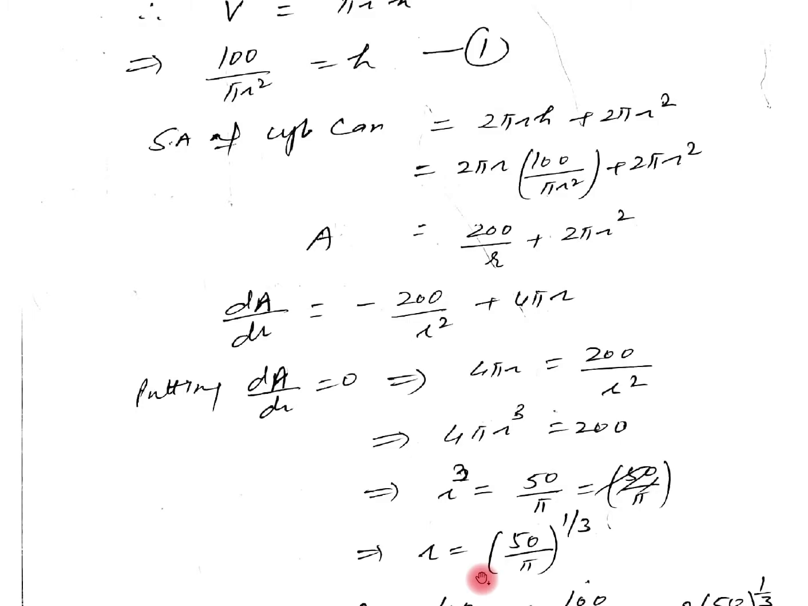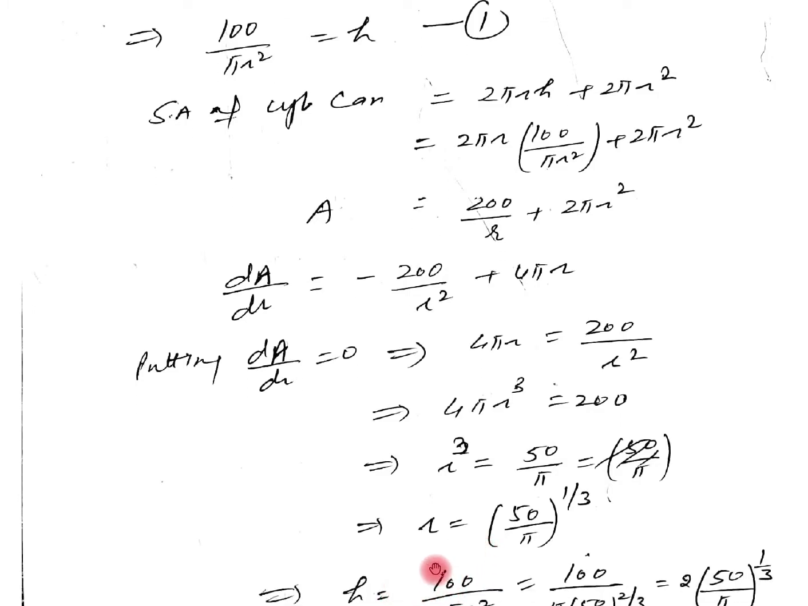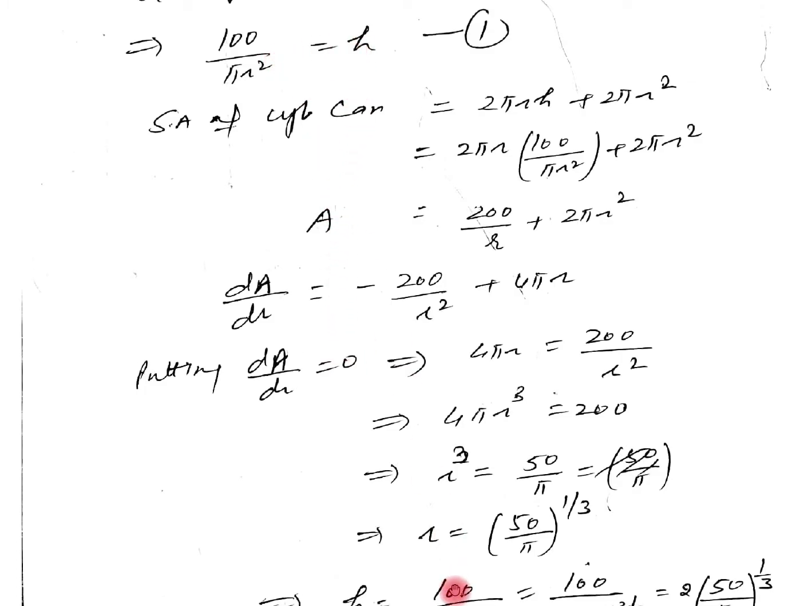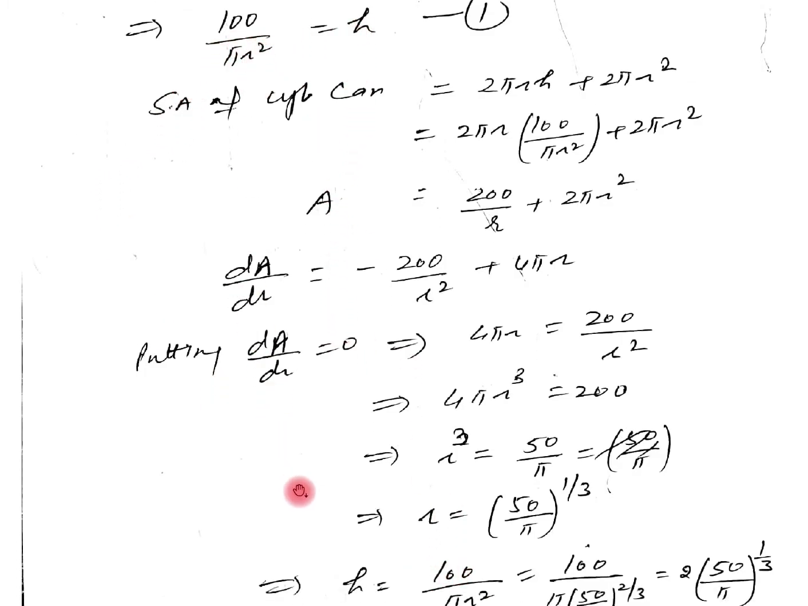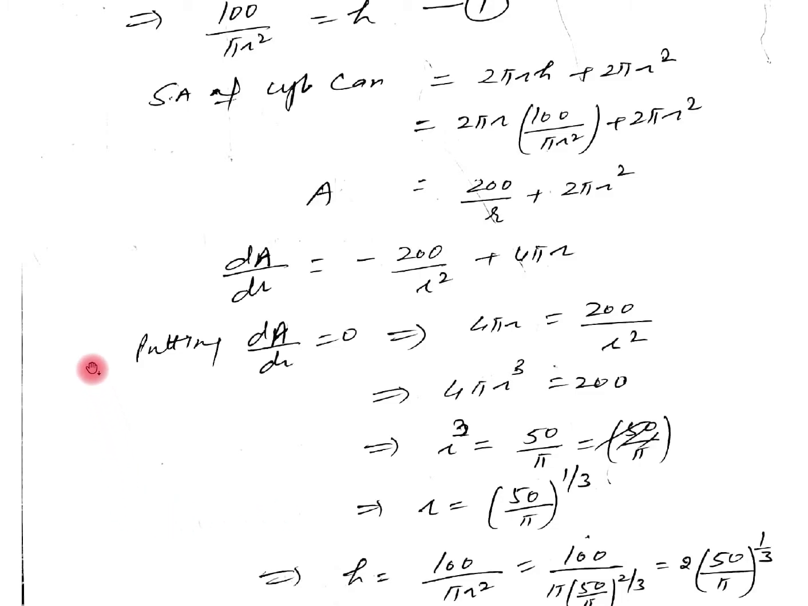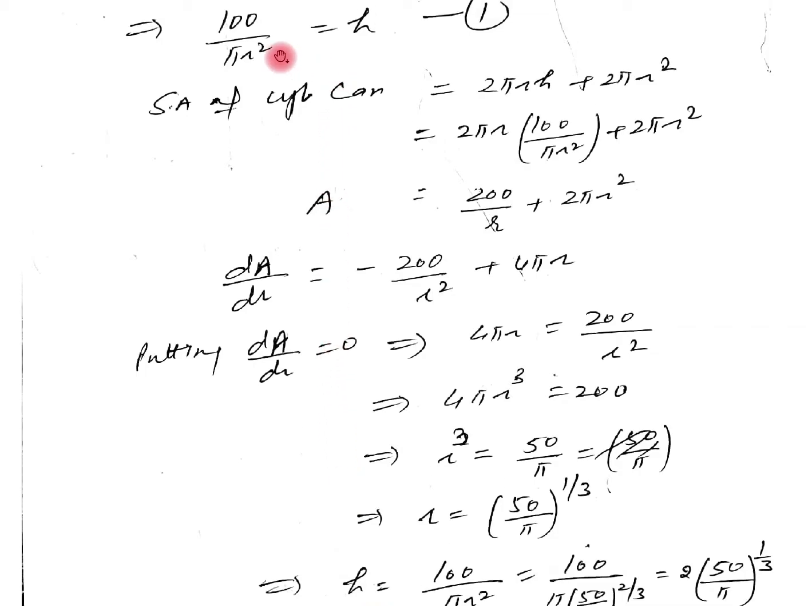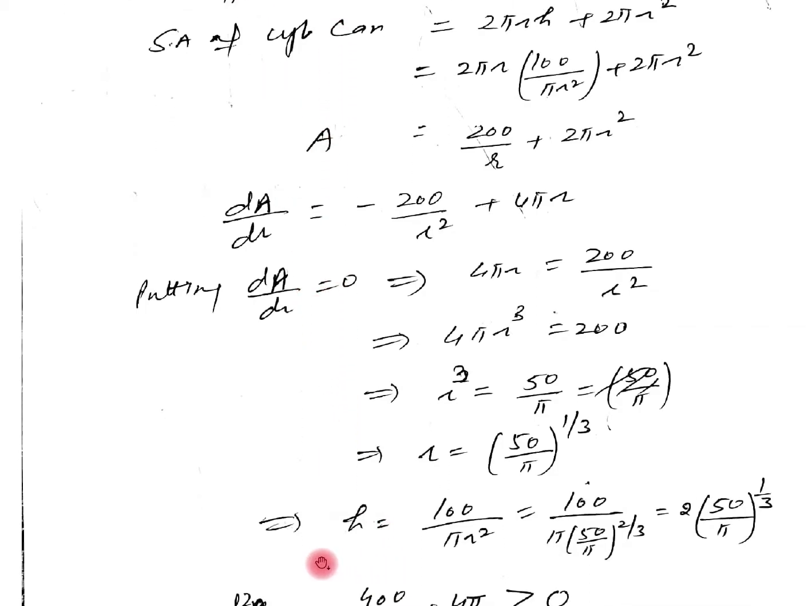Then we have to find the other dimension. We can easily find the value of h by putting the value of r here, because we have to find both the dimensions. So r is this, and putting the value of r here and simplifying, we get 2 into 50 upon pi whole power 1 by 3, because this 100 can be written as 2 into 50. Then we can collect the powers and get the value of h.